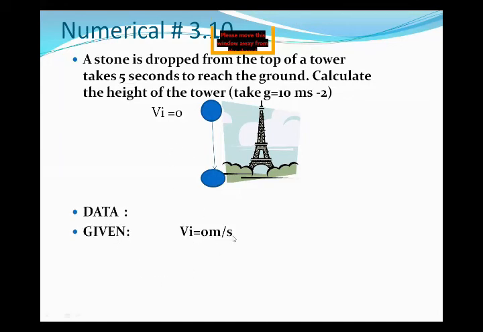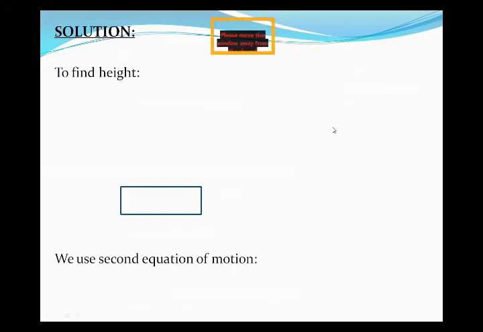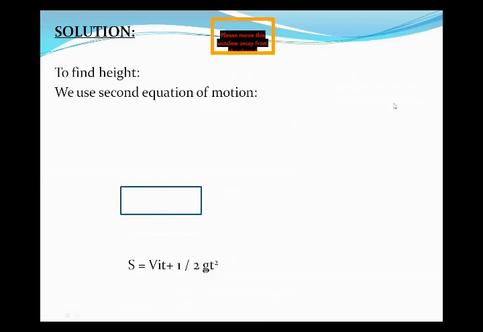Given is vi is equal to 0 meter per second, while g is equal to 10 meter per second square, t is equal to 5 seconds, and in the required we have to find the height of the tower, and height of the tower can be represented by s or h both. Now here we will apply, to find the height, the second equation of motion which we have used in the previous one. s is equal to vit plus half gt square.